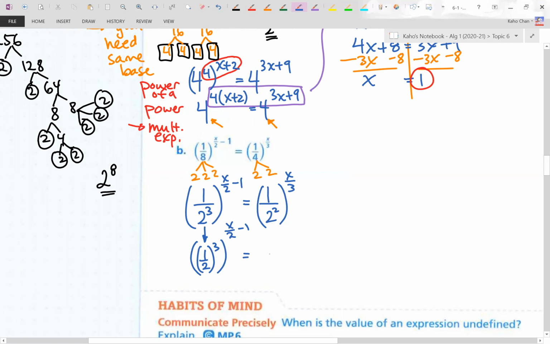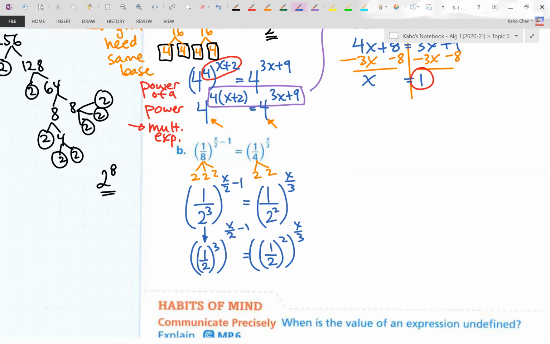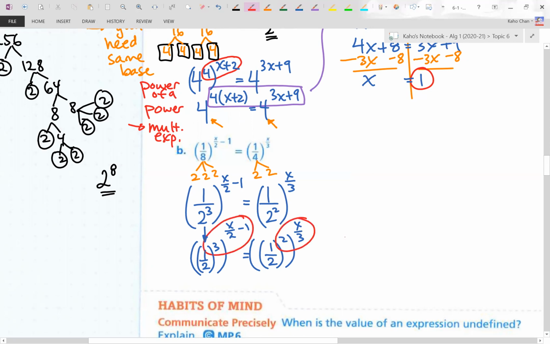But this is a crazy problem that I gave you guys to use as an example. If I lost you right now, that's okay. Just follow what I'm doing. I'm just extracting that power of 3 on the left side and extracting that power of 2 on the right side. So that allows me to do a power of a power there and a power of a power there. So this is now 1/2 to the power of 3 times, using the power of a power, x over 2 minus 1, equals 1/2 to the power of 2 times x over 3. I know, right?